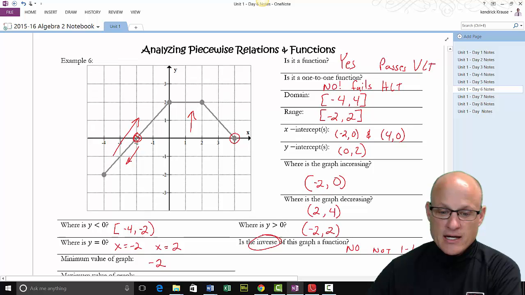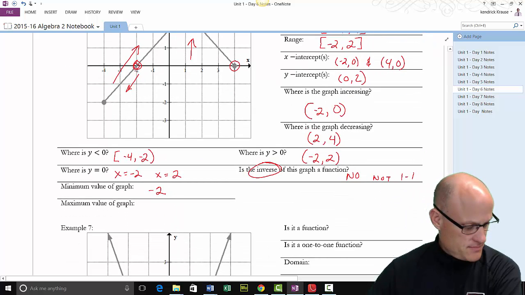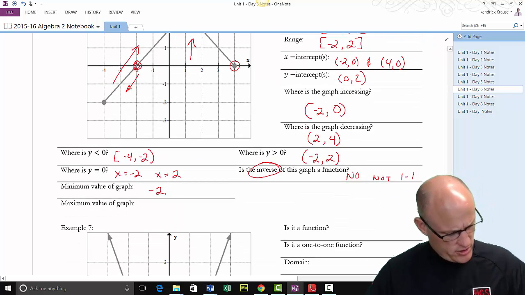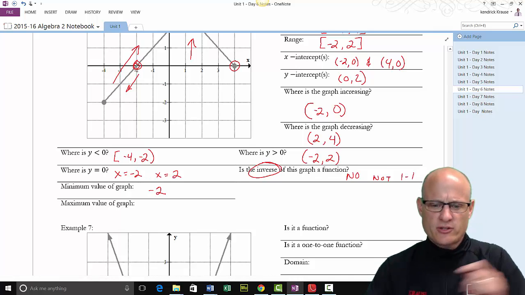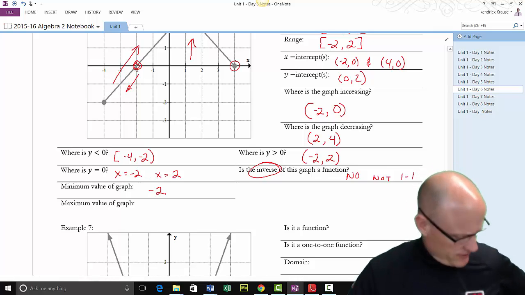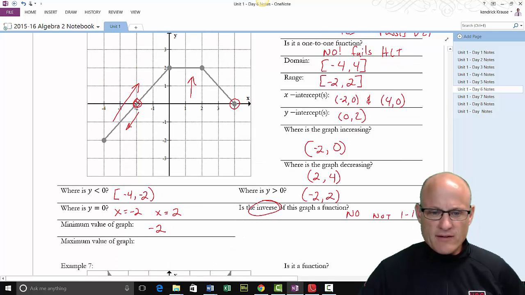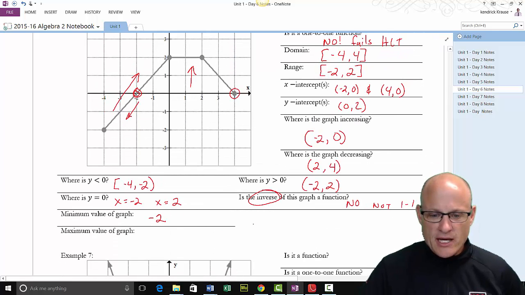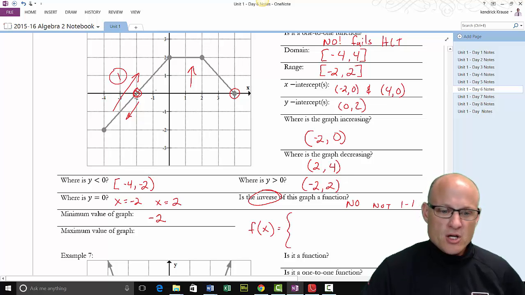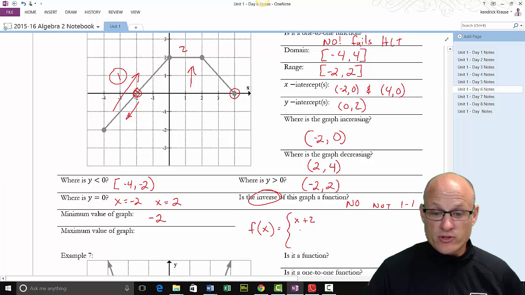All right. I want you to tell me what this function is. So let's see if we can figure out what this function is. This is a funky one. It's going to have 3 pieces. So f of x is equal to piece 1, slope of 1, y-intercept of 2, x plus 2. Number 2, piece 2, it only is a horizontal line at 2, so it's equal to 2.